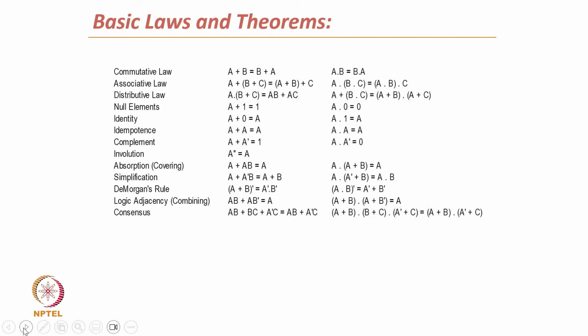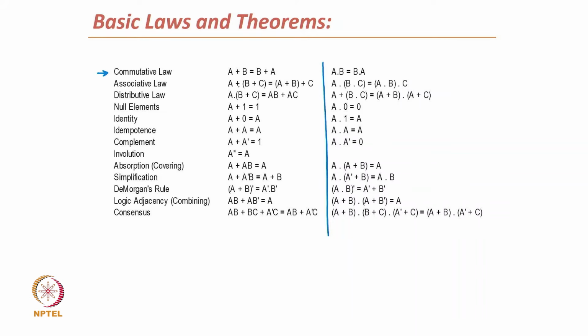So, there are basic laws and theorems in Boolean algebra. There are so many theorems available, just like in our normal algebra, where we have many rules. For the commutative law, for example, a plus b is equal to b plus a in Boolean algebra as well, which is the summation form, and in the product form a dot b is the same as b dot a. So, this is the commutative rule.